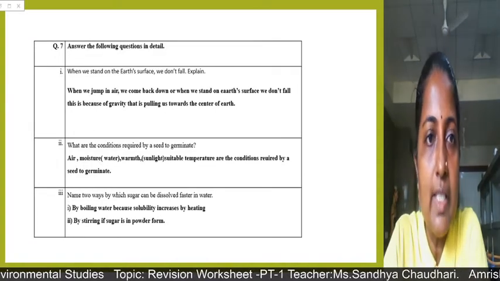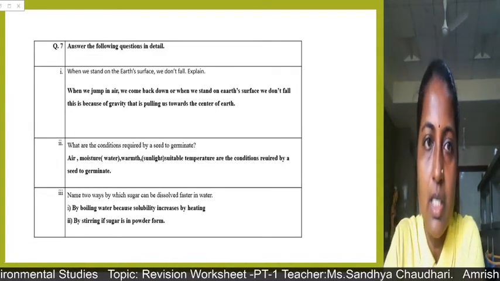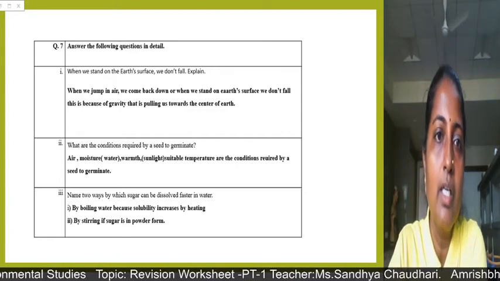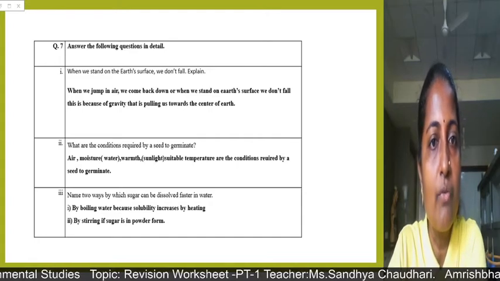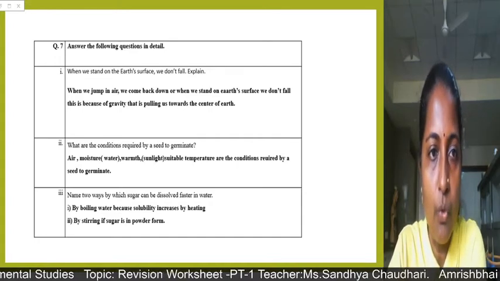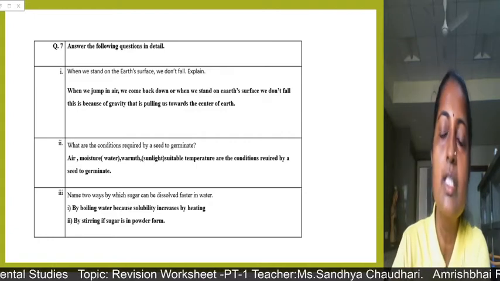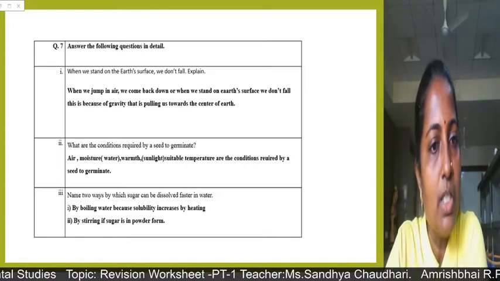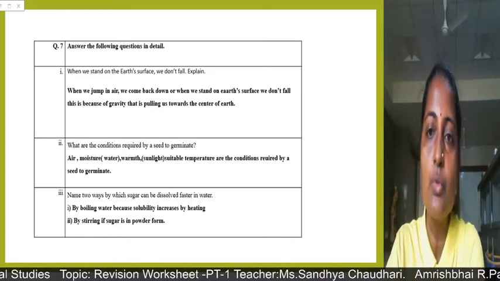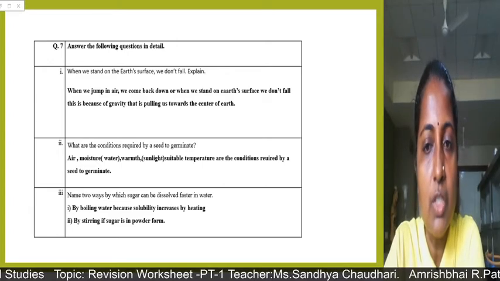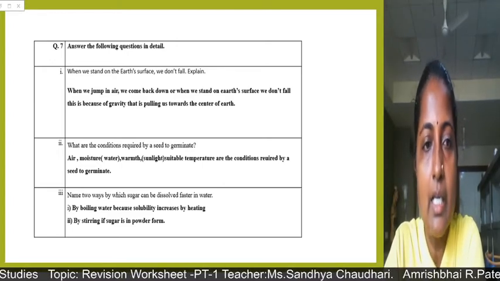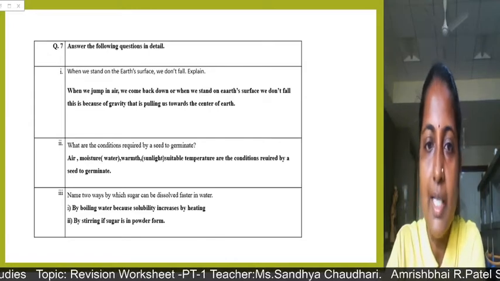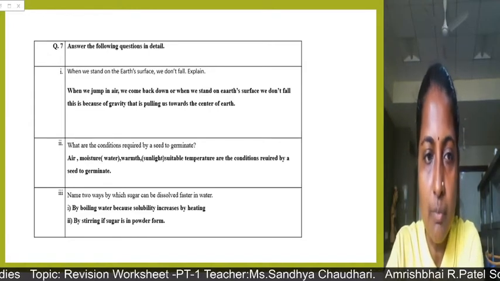Now question 7 we will see here: answer the following questions in detail. When we stand on the earth's surface we don't fall, explain. When we jump in the air we come back down, and when we stand on the earth's surface we don't fall. This is because gravity is pulling us towards the center of the earth. Second question: what are the conditions required by a seed to germinate? You have to write the conditions required for a seed to germinate, that is air, moisture, means water, and warmth, suitable temperature.